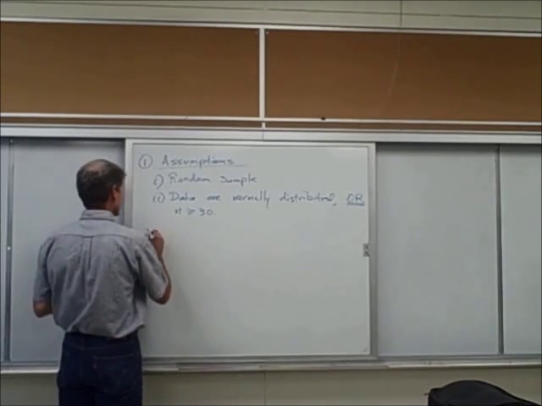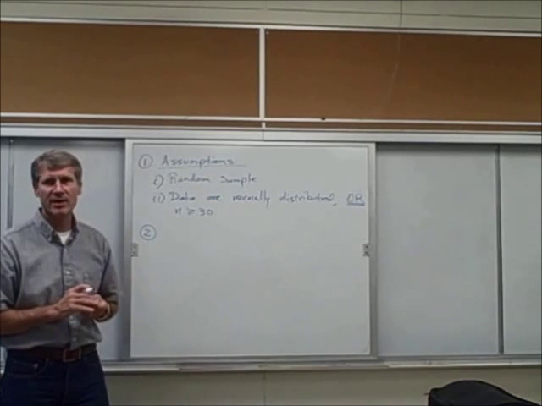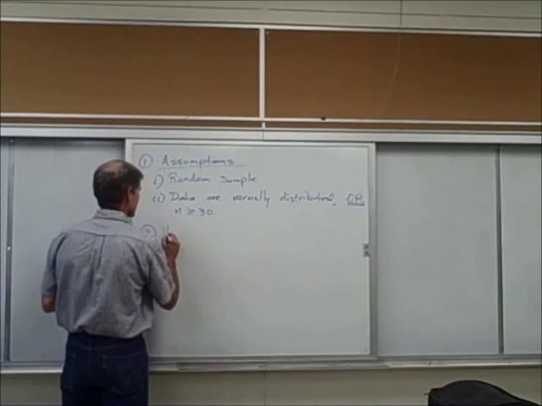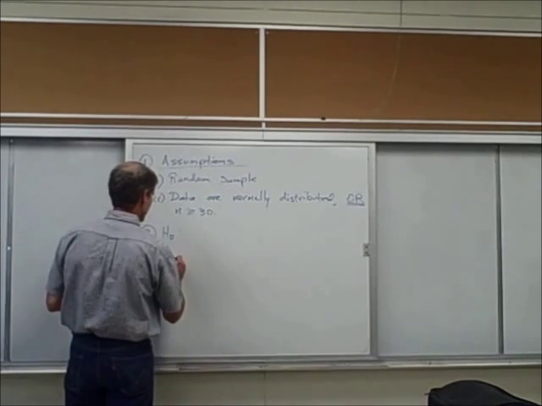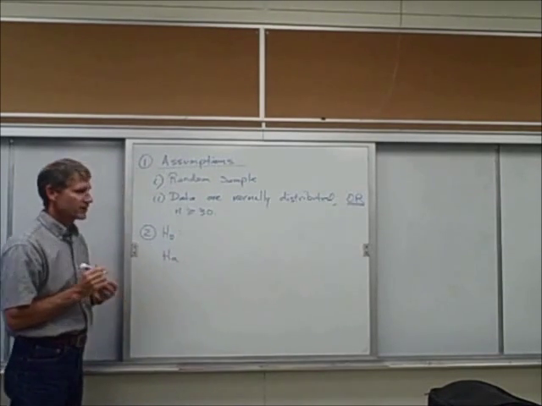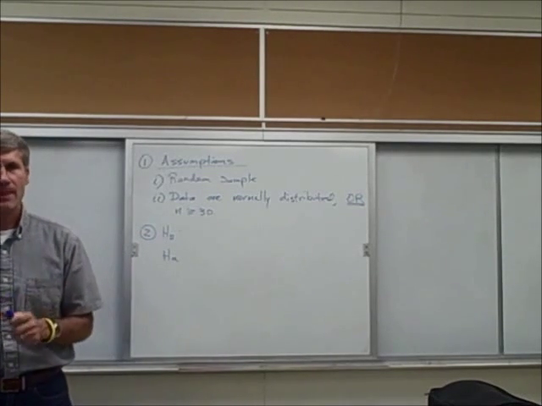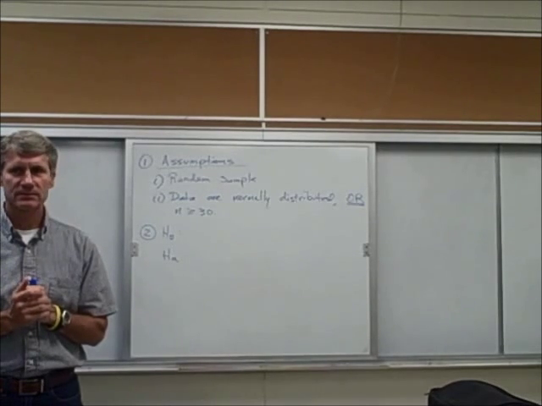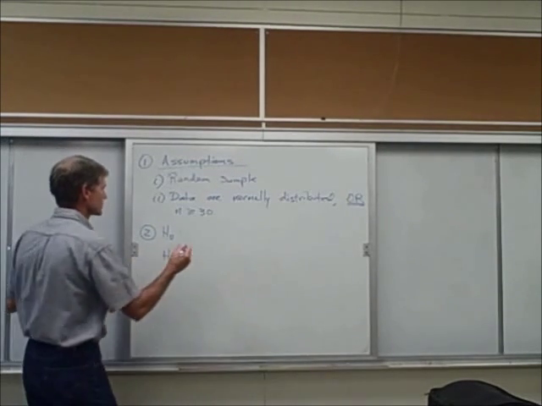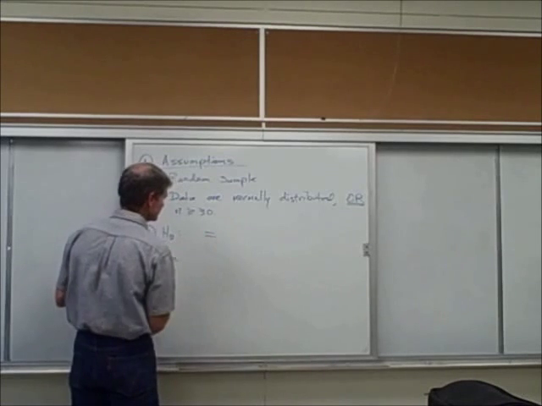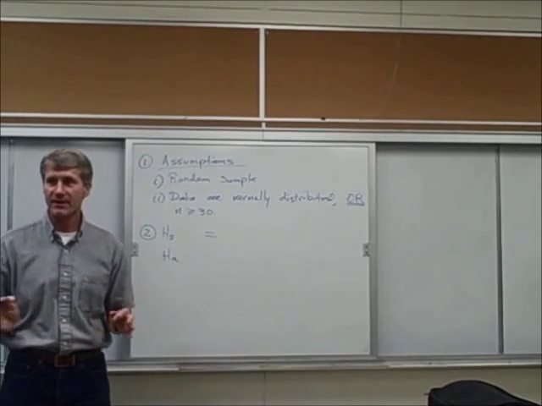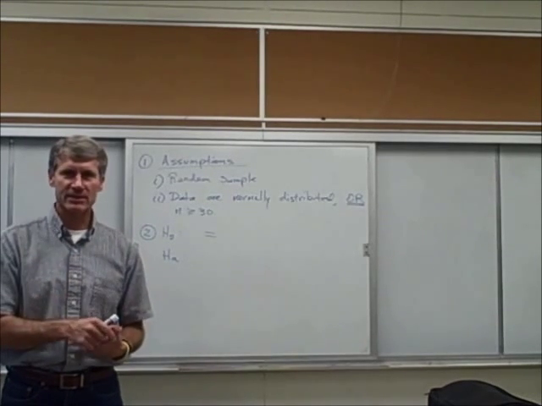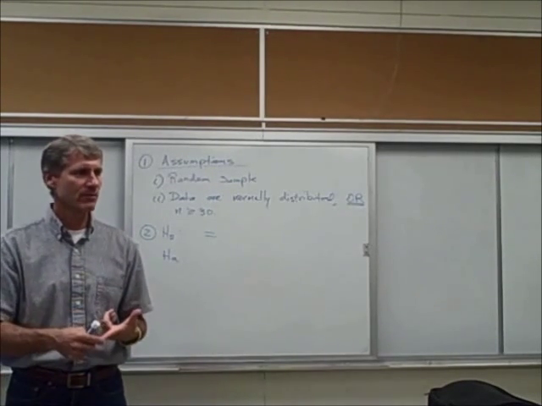Okay, what is the second step to hypothesis testing? Write the hypotheses. So the null hypothesis and the alternative hypothesis. The null hypothesis always has what in it? An equal sign. So it's always going to have an equal sign. The alternative never has an equal sign. It's got one of the other 3 signs, either a less than, a greater than, or a not equal.